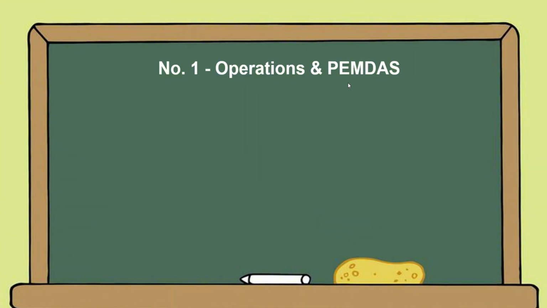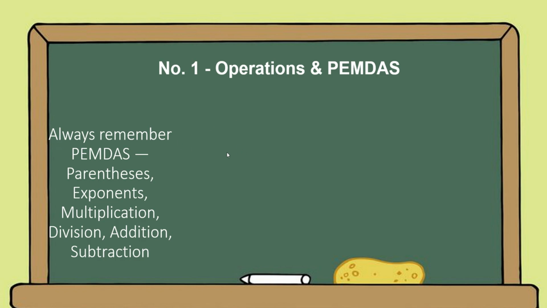Operations and PEMDAS. This rule tells us to perform operations in the following sequence. Parentheses first, then exponents, followed by multiplication and division from left to right, and finally addition and subtraction from left to right. Here we have an example problem to fully understand the PEMDAS rule.